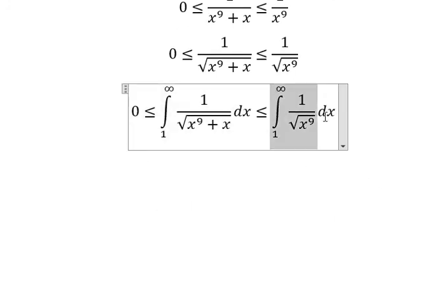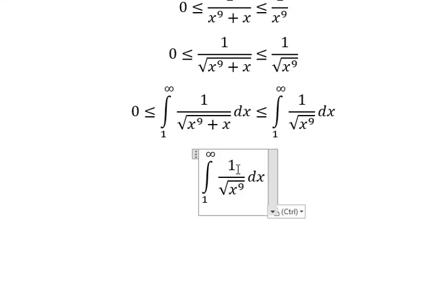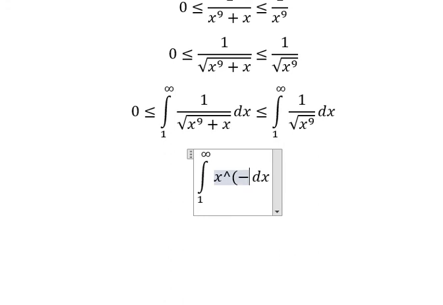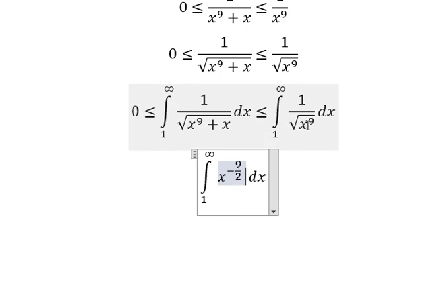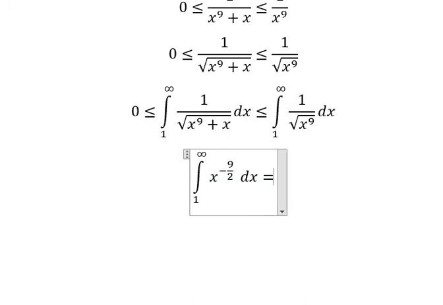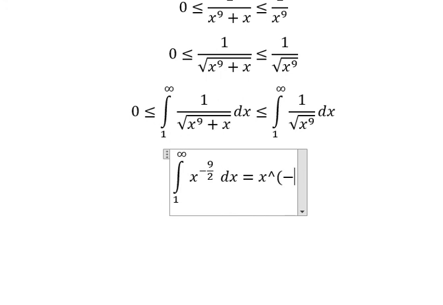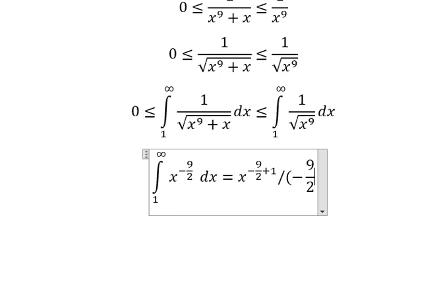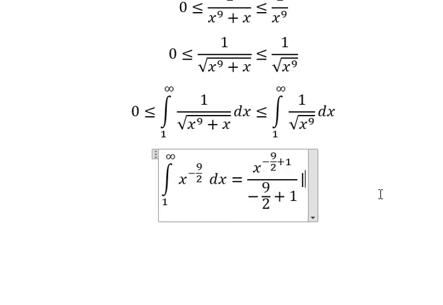Now, let's go to this one. This one we can write as s to the power of negative 9 over 2. The square root represents 1 over 2, because this is in the denominator. That's why we have negative 9 over 2. The integration of this one gives s to the power of negative 9 over 2 plus 1, over negative 9 over 2 plus 1. And we put the bounds from number 1 to positive infinity.